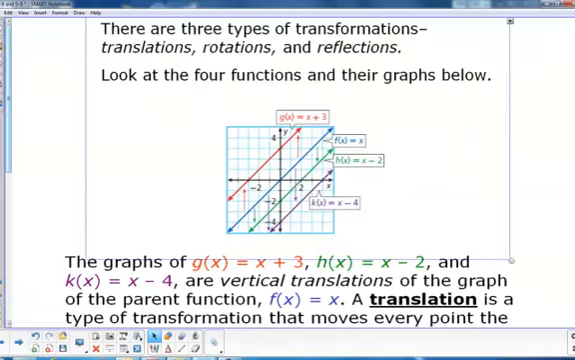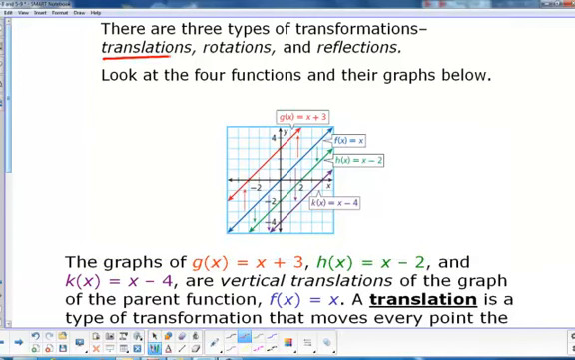There are three types of transformations. There's a translation, which is a slide. There's a rotation, which is a twist. And then there's a reflection, which is a flip.